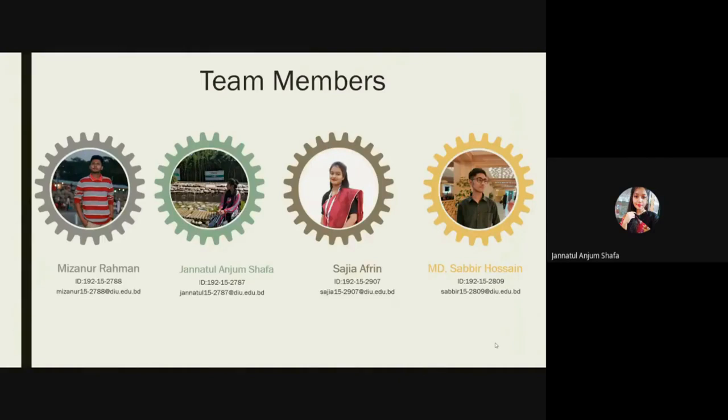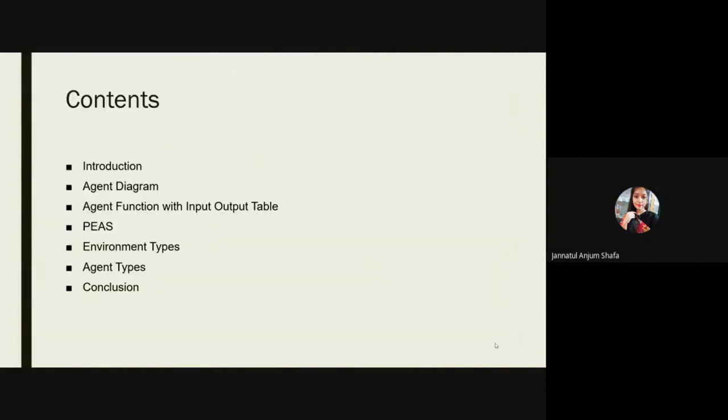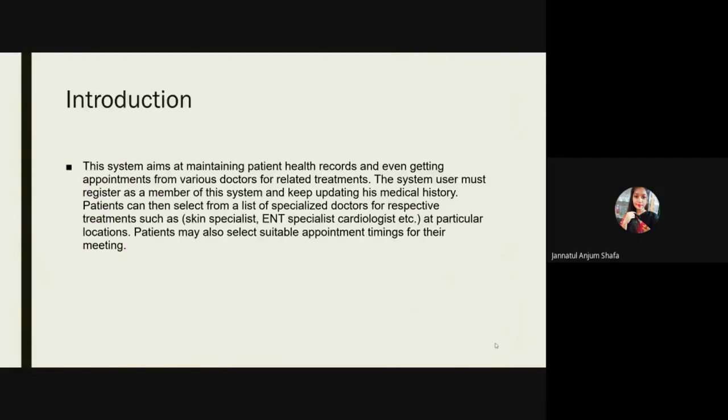Here is our team member. This is Mizanur Rahman, this is me, Jannatul Shefa, and another member, Shazia Afrin and MD Sabir Hossain. Well, let's have a look in our content. Here is our content: introduction, agent diagram, agent function with input-output table, PEAS, environment type, agent type, and conclusion. Well, let's have a look in our introduction part.